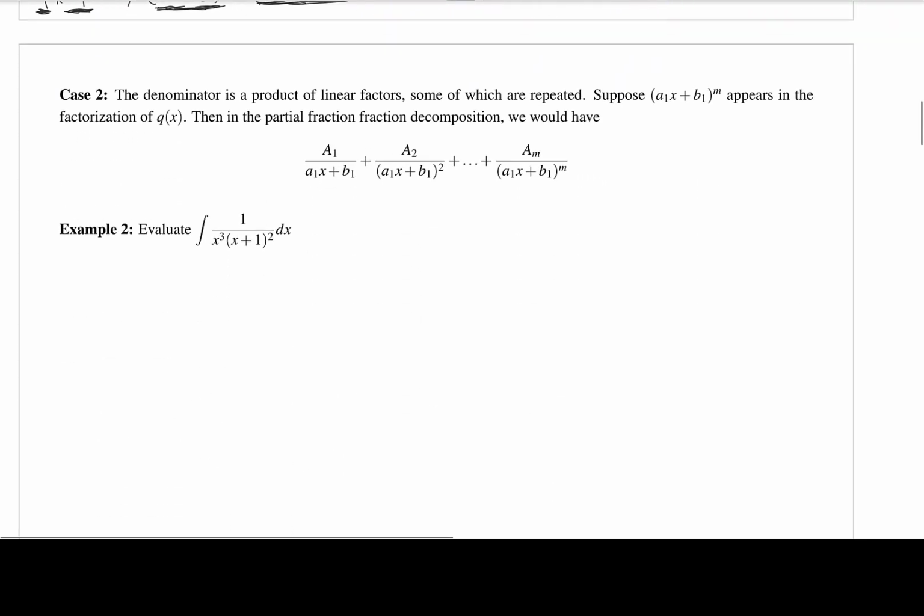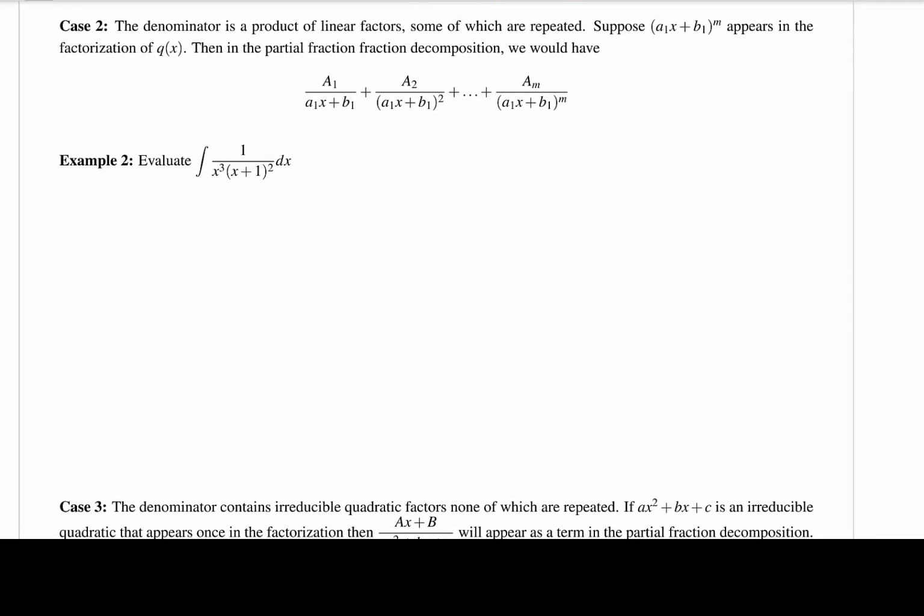Now for our next problem, we're going to start looking at case 2, which is where our denominator is still going to be a product of linear factors, but they're not going to be distinct. They're going to have repeated linear factors. So a good example is this one right here.